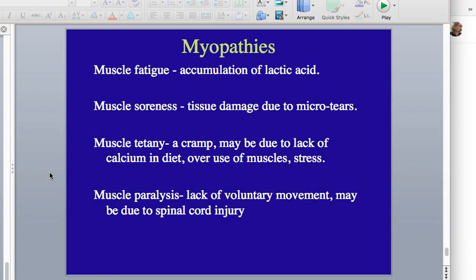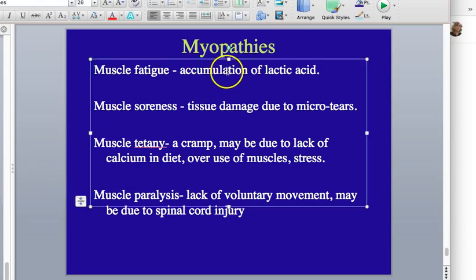All right. So there's a few interesting, terrifying kinds of diseases that are associated with muscles. Fatigue is a myopathy, so this is just little problems that happen with muscles. Fatigue is where you have an accumulation of lactic acid, so you have too much fermentation happening, you get really tired, your body hurts, and you can't work out anymore. Okay, soreness is where you have these little micro tears in the fibers.